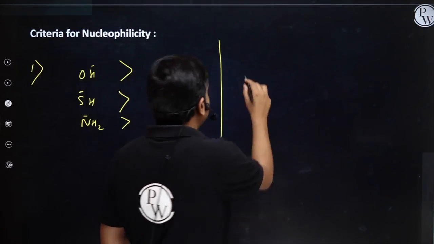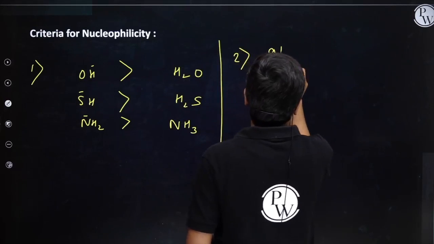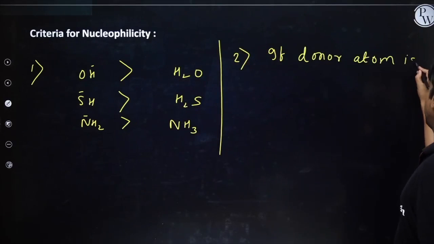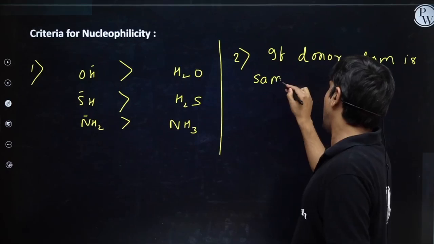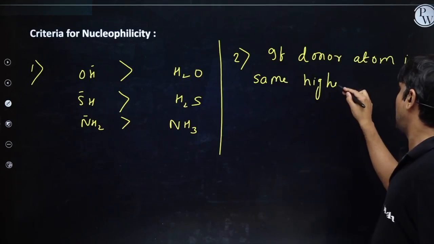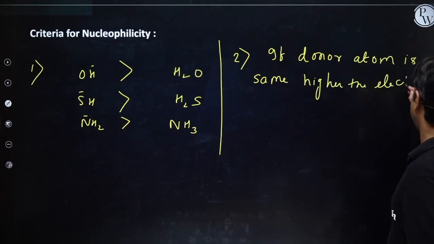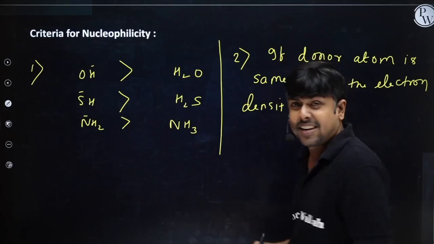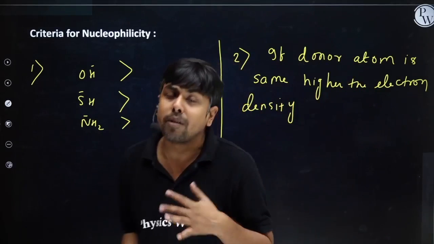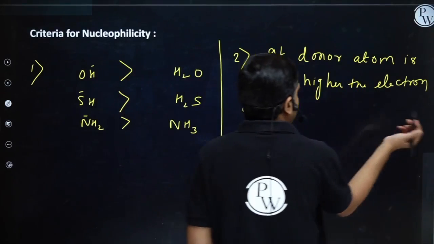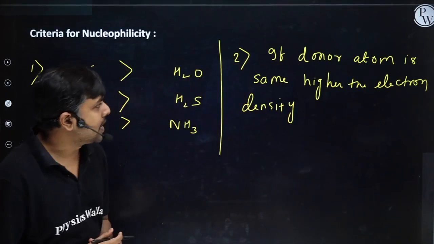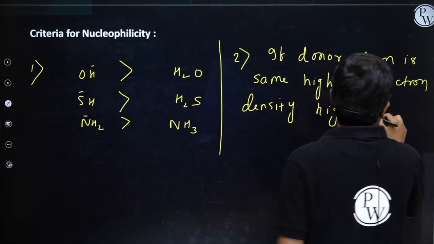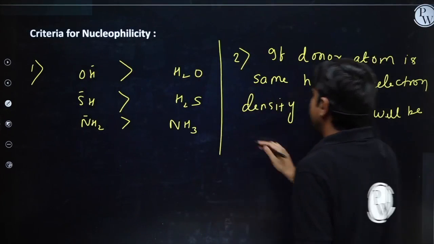The next one. If the donor atom is the same, the higher the electron density, the better the basic strength, and in most cases the better the nucleophilic strength also. If the donor atom is the same, the higher the electron density, the higher the basic strength.